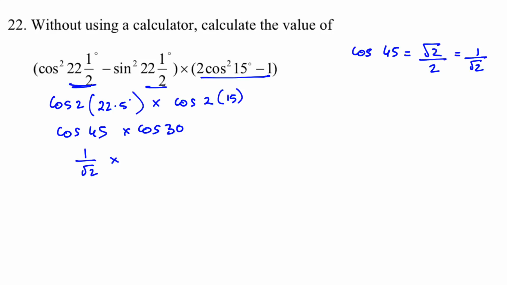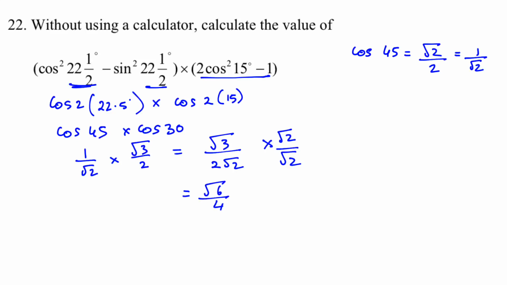And cos 30 will give you square root 3 over 2. So you have square root 3 over 2 square root 2. Whenever you have something like this, just show that you're multiplying the numerator and the denominator by square root 2. Put this in the calculator and whatever answer you get, you write it down. You will get square root 6 over 4. You don't need to put this in the calculator, only this part here, and that will be your answer.